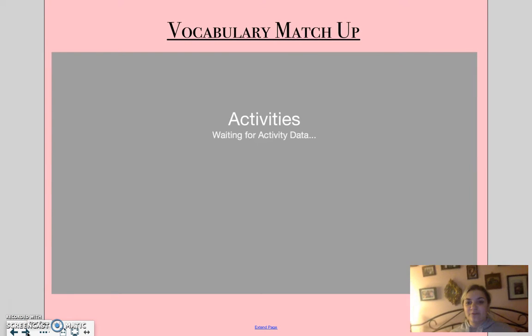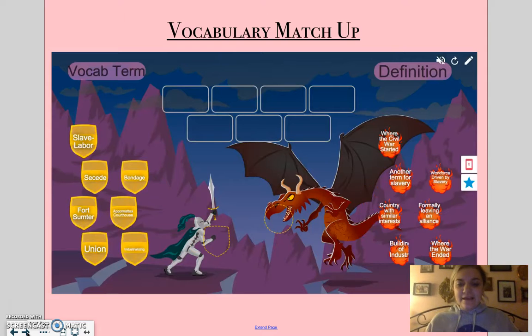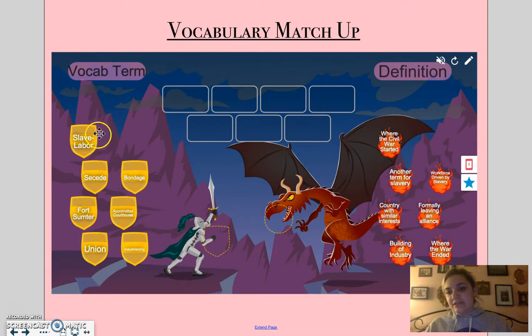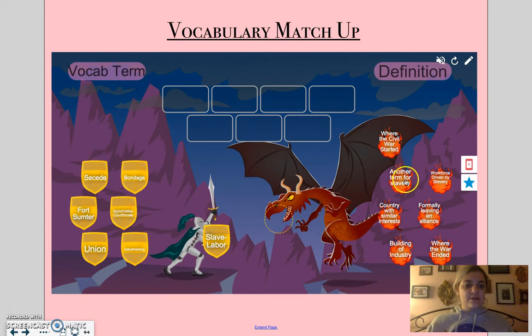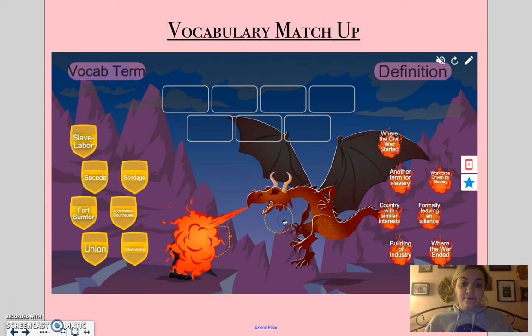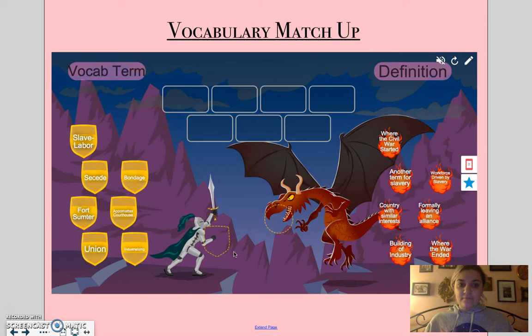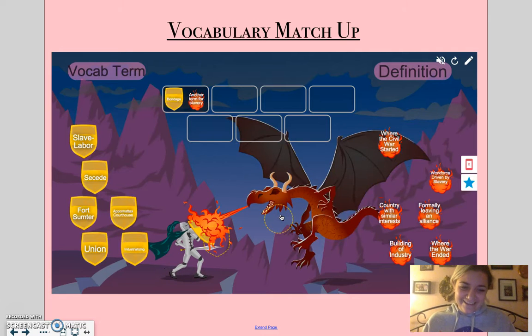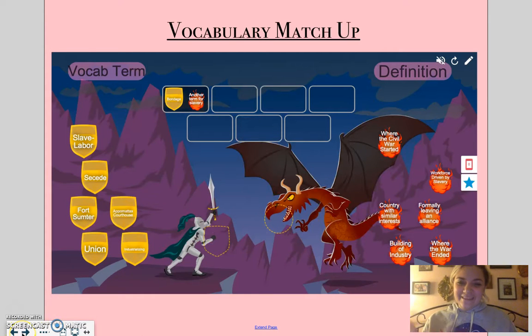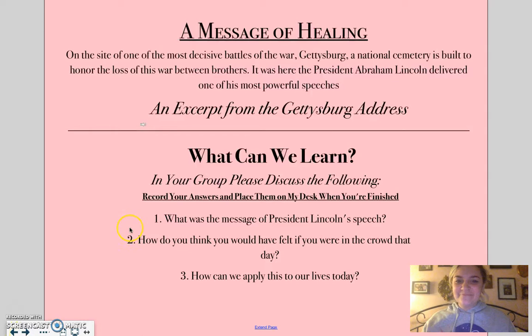And here is where the vocabulary terms come back into play. This is just a matchup, to make sure that they're really getting the definitions. For example, we can put slave labor in here, and we know that that's another term for slavery. I put in the wrong answer. It's actually bondage, another term for slavery. That's embarrassing. You get the idea of what it would be.